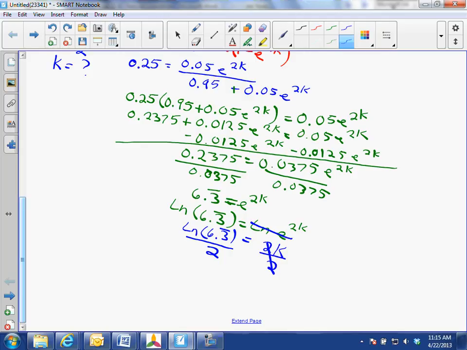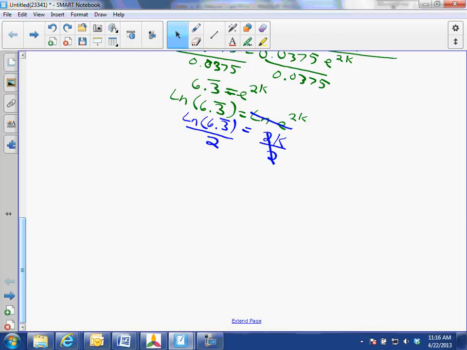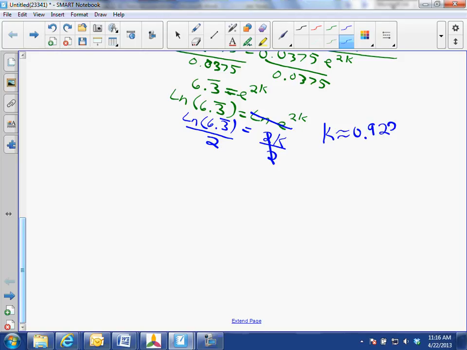So 2k turns into a regular number, because we're taking a natural log of this, divided by 2. Just plug it in your calculator. I got 0.9. We're going to go through all the decimals on your calculator: 0.922913345 is what I can write now.